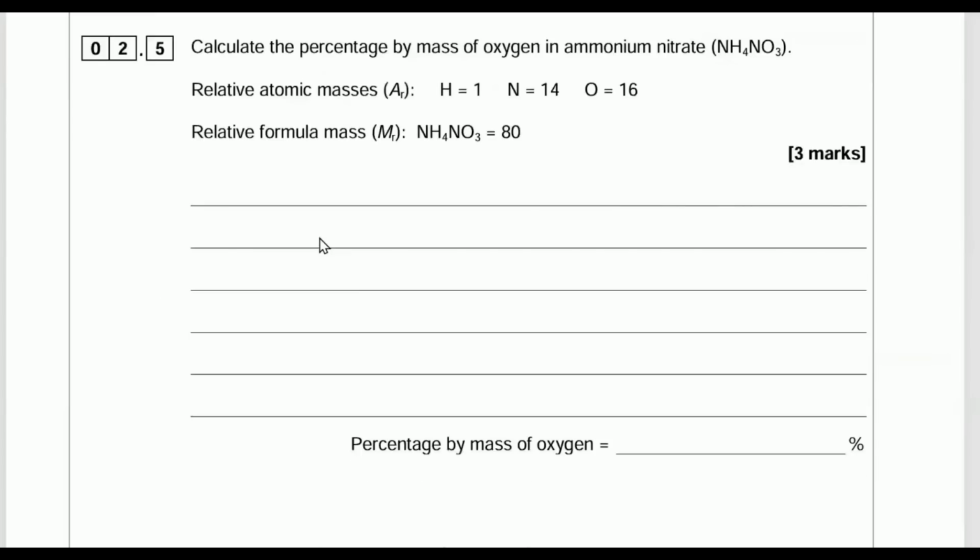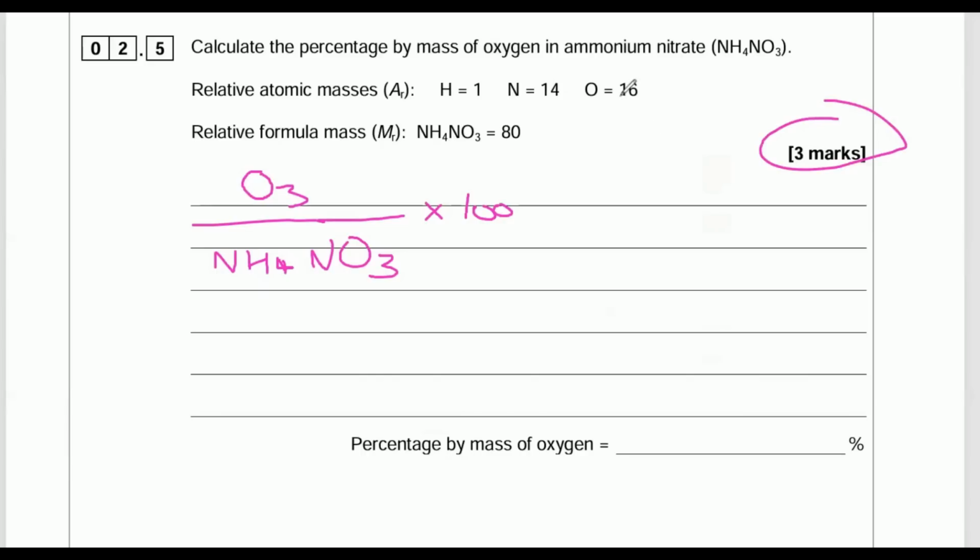Right, 2.5. Calculate the percentage by mass of oxygen in ammonium nitrate. Relative atomic masses, H equals 1, N equals 14, O equals 16. Relative formula mass, NH4NO3 equals 80. They're basically saying, as a percentage, how much oxygen is in NH4NO3. So what you want to do is, there are three oxygens in there. So you want to do O3 divided by the total, that's NH4NO3, like that. So you want to do that over that times 100 to get the percentage. And it's a lovely three fat marks.